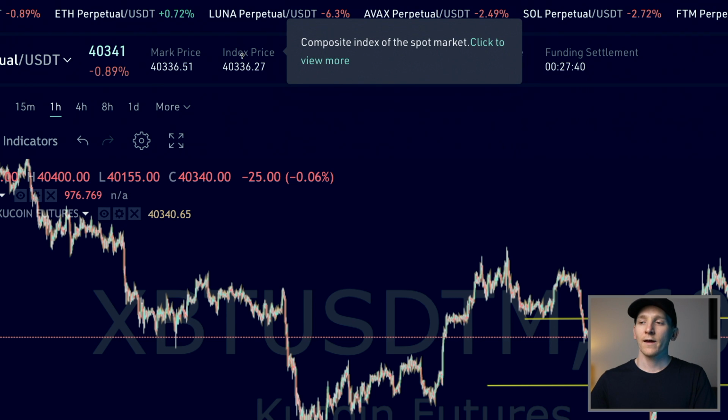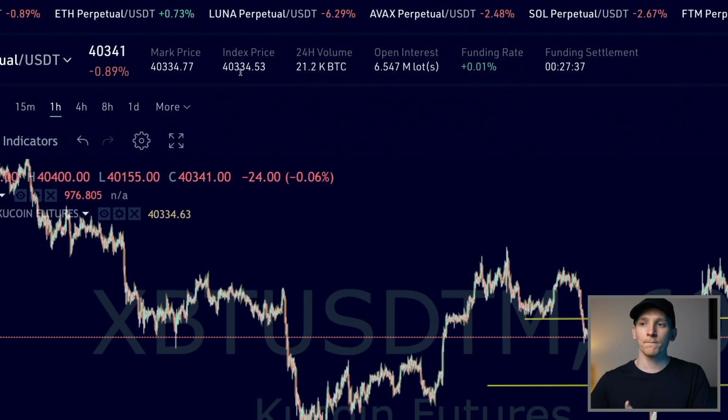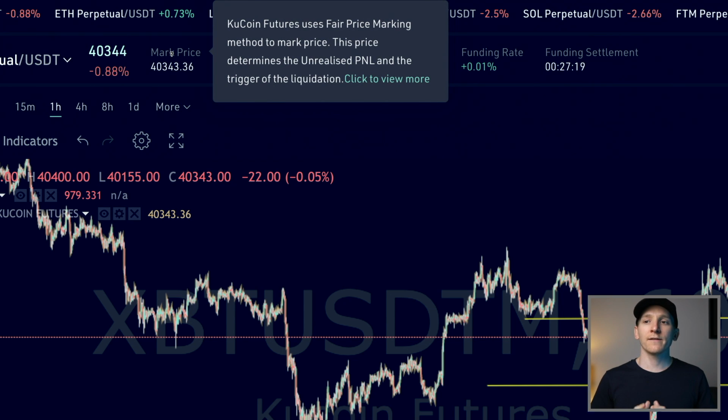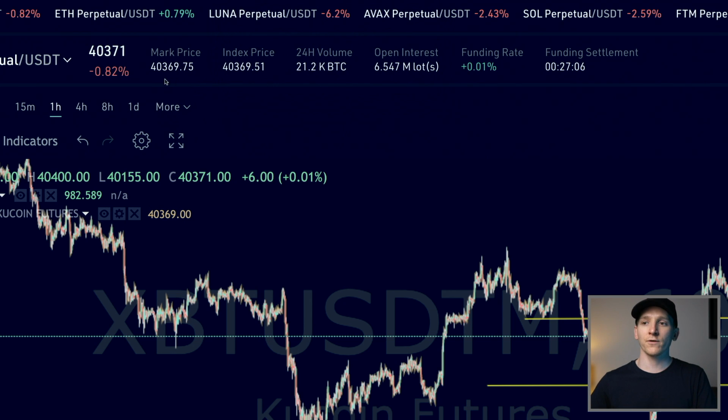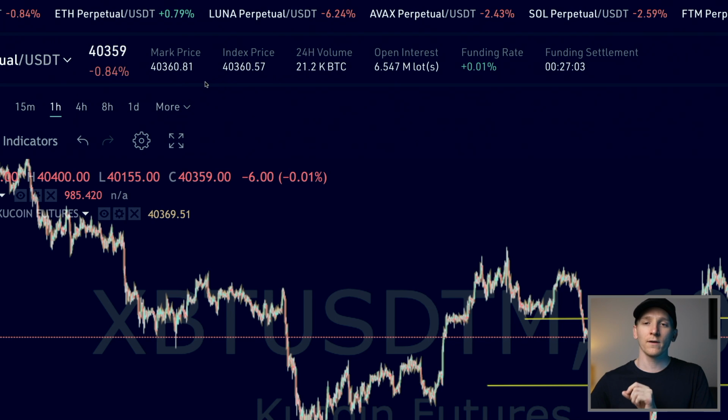The index price, as you can see here, is a composite index of the spot market. What every futures trading exchange will do is take the price of Bitcoin on various different exchanges, like the top exchanges like Binance and FTX, and they will come up with an index price of what the average price of Bitcoin is between exchanges. The mark price, though, is the price that is very important for the contracts on KuCoin. So when you're trading futures, you're not trading the spot market, you're trading a contract on KuCoin, and that is slightly different to the index price. You can see they definitely are not the same, right? They're very, very slightly different.